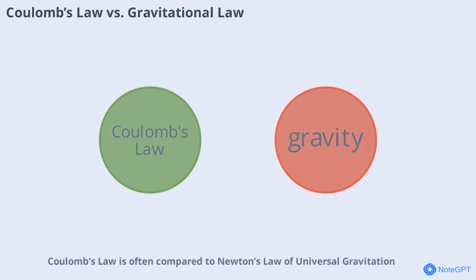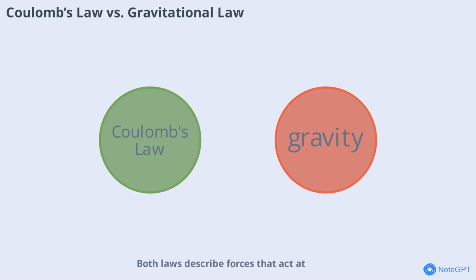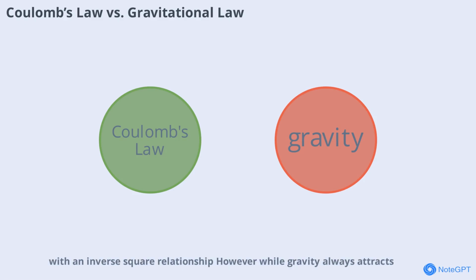Coulomb's law is often compared to Newton's law of universal gravitation. Both laws describe forces that act at a distance and have similar mathematical forms with an inverse square relationship. However, while gravity always attracts, electric forces can attract or repel. This key difference leads to a wide variety of phenomena in the electric world, making Coulomb's law unique and versatile.